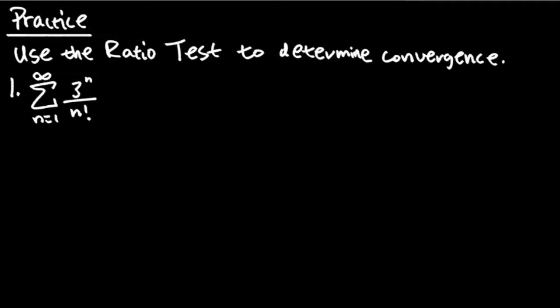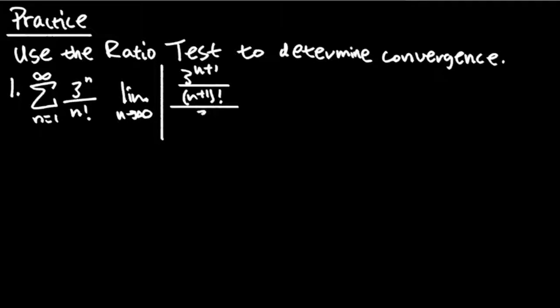Okay, so we're going to use a ratio test on these. So let's take the limit as n approaches infinity of the absolute value of a sub n plus 1. So that's going to be 3 to the power of n plus 1 all over n plus 1 factorial, all divided by 3 to the n over n factorial. Okay, let's simplify this algebraically, and then you'll see why factorials make this really nice.